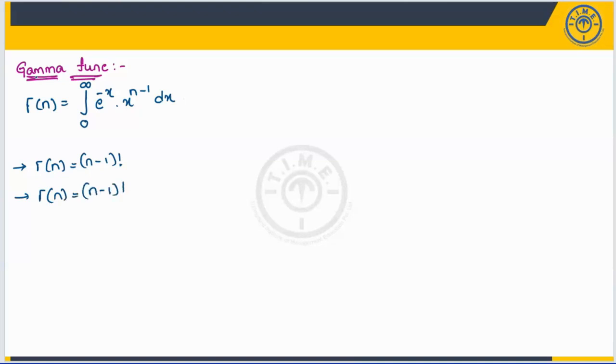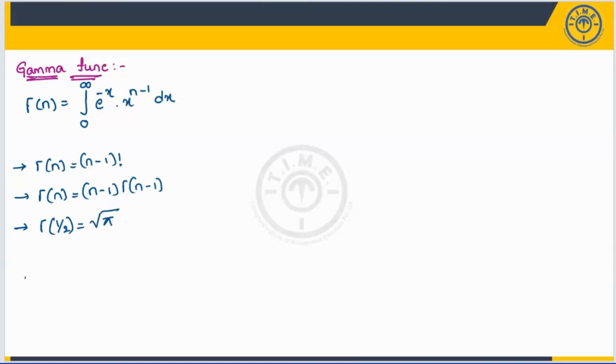Now, what this gamma function says is, gamma n is given by integral 0 to infinity e to the power minus x into x to the power n minus 1 dx. This we call the gamma function. And gamma n is given by n minus 1 factorial. Gamma n can also be written as n minus 1 into gamma n minus 1. And gamma 1 by 2 is given by square root of pi.